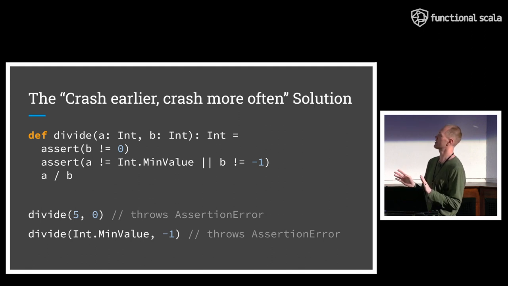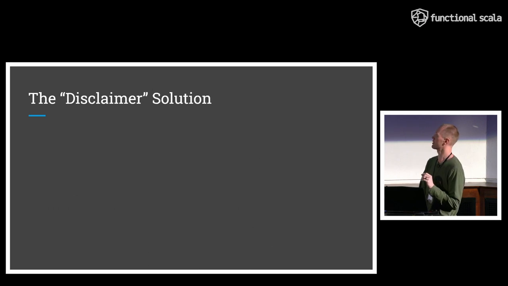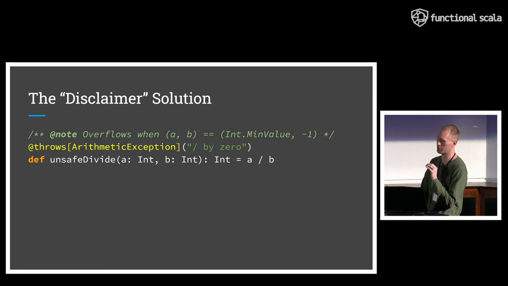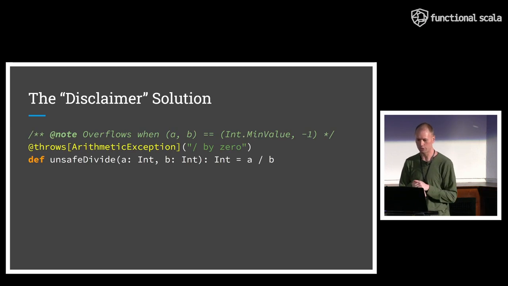Crash early, crash often is a catchphrase I've heard. I don't really like it because the keyword is crash, and I don't want to crash. So let's try a solution that tries to get the program to not crash. I call this the disclaimer solution. We'll just put a note that, hey, we're going to overflow. Also, we're going to annotate that this throws, and we'll call it unsafe divide.